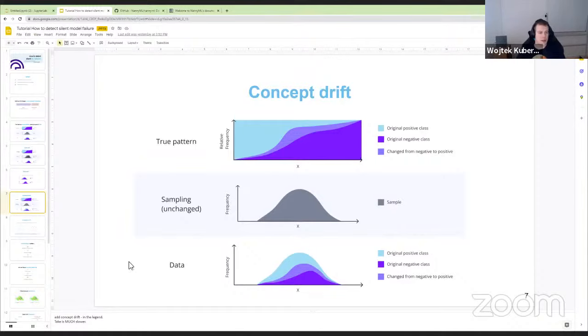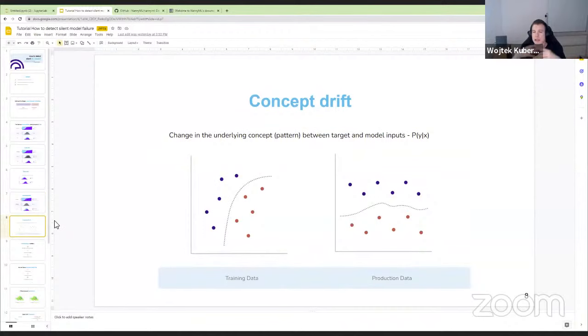So that's basically concept drift. And to define it a bit more formally, concept drift is a change in the underlying concept or the pattern between the target and the model inputs. So it's the probability of the target given the features.